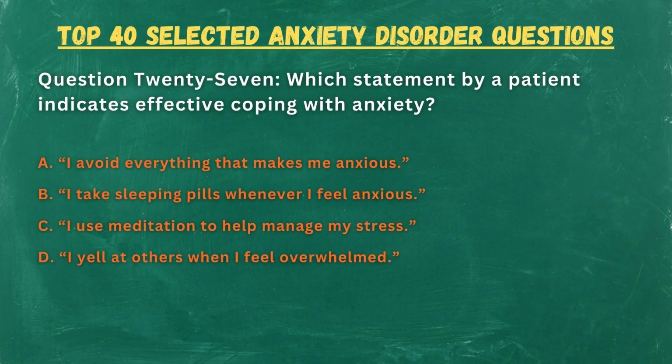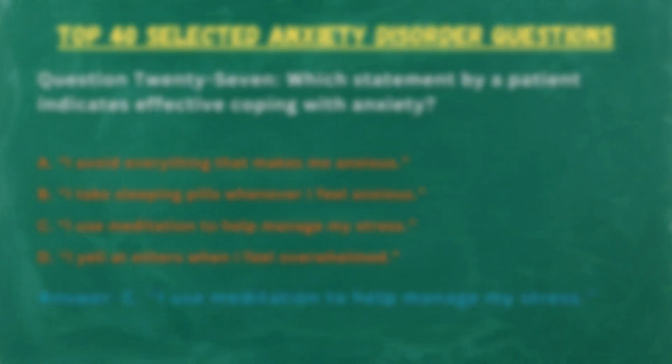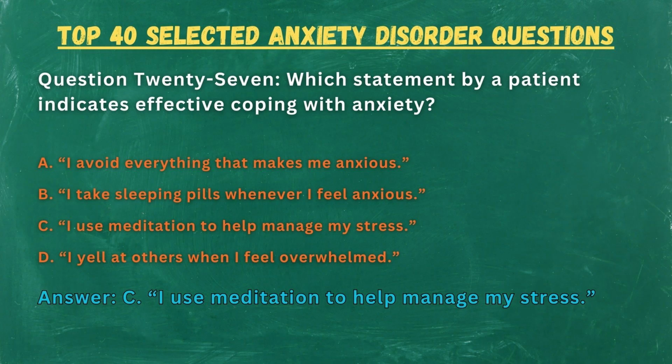Question 27. Which statement by a patient indicates effective coping with anxiety? A. I avoid everything that makes me anxious. B. I take sleeping pills whenever I feel anxious. C. I use meditation to help manage my stress. D. I yell at others when I feel overwhelmed. Answer: C. I use meditation to help manage my stress.